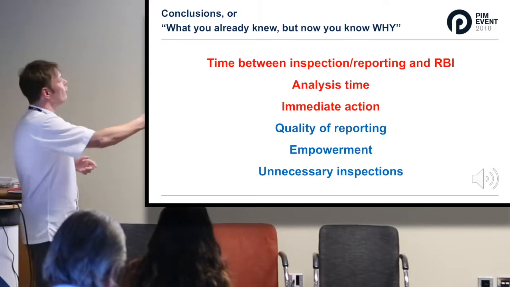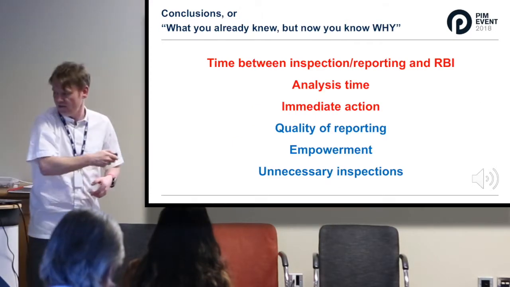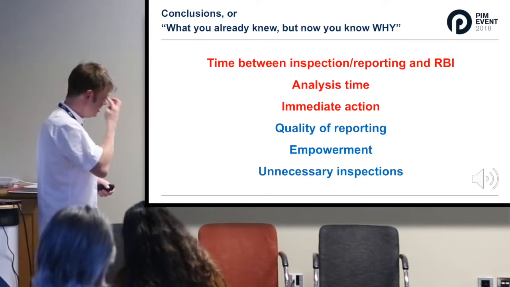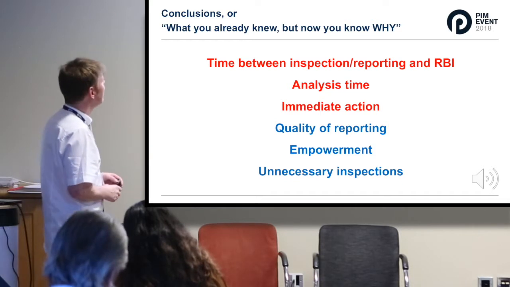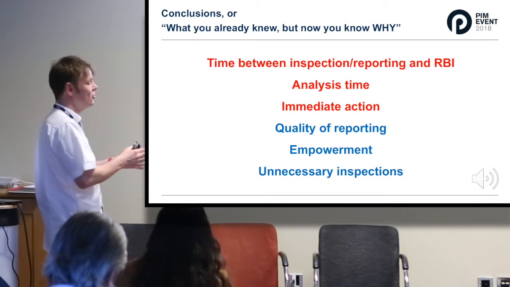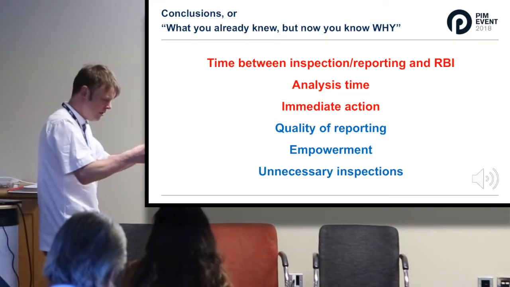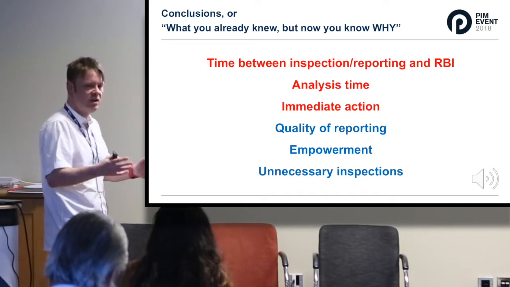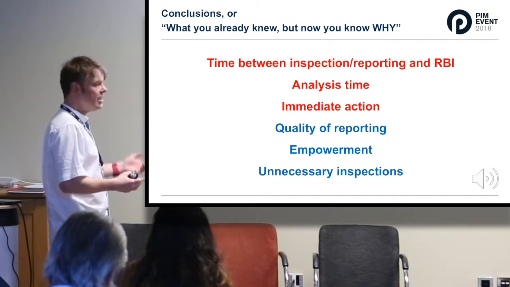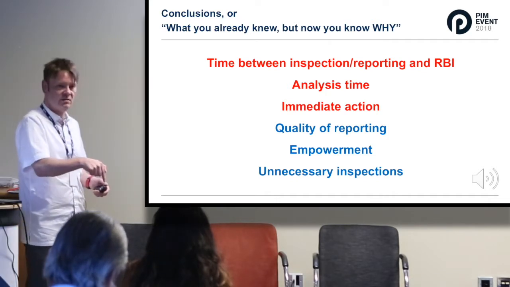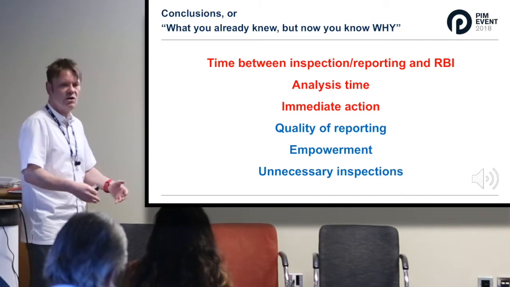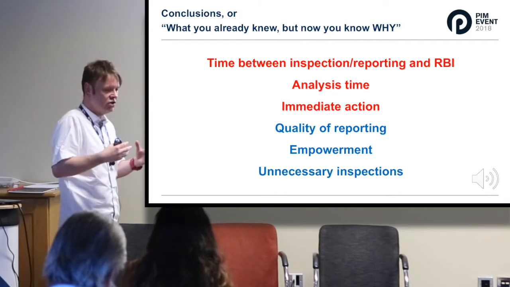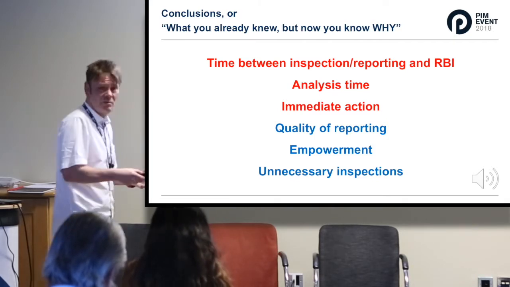So what we're trying to do is take all the lags out of this circuit, and then what we're left with, in summary of what I've just said, is 6 points, I would suggest. Let's think about the time between the inspection, the reporting of the inspection, and the RBI. Let's get that down. Let's put a KPI on that. Analysis time. Let's make sure that we don't have inspection reports sitting on shelves for years. Take immediate action. Empower the inspection engineers, the inspection technicians, to actually put on holding coats. Let's get them to do something at the time. Give them the knowledge and the ability to do that, and trust them.